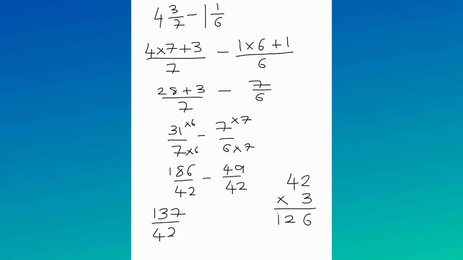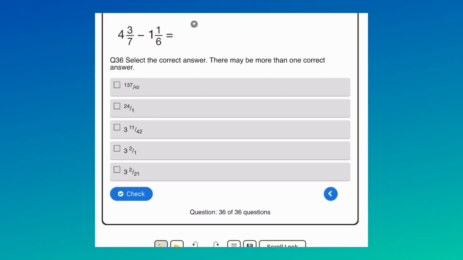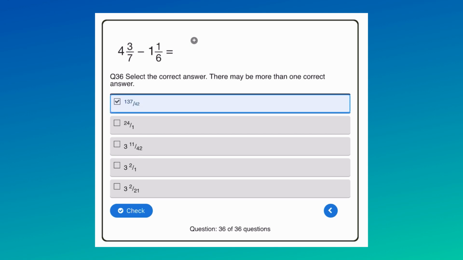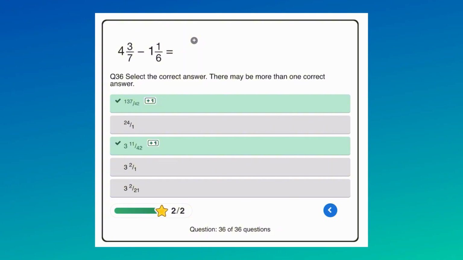Yes, that's near 137. So I do 137, take away 126 to find my remainder, because I've found out I've got 3 wholes, but I need my remainder. 7 take away 6 is 1, 3 take away 2 is 1, so my remainder is 11 out of 42. So I've got 2 answers here, 3 and 11 out of 42, or 137 out of 42. So I can select 137 out of 42 and 3 11/42. That is correct.